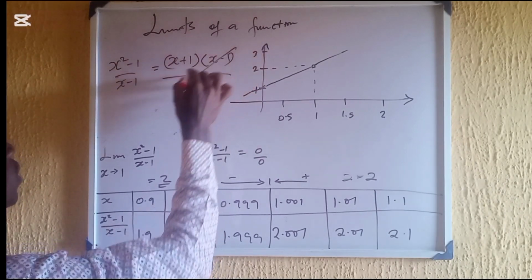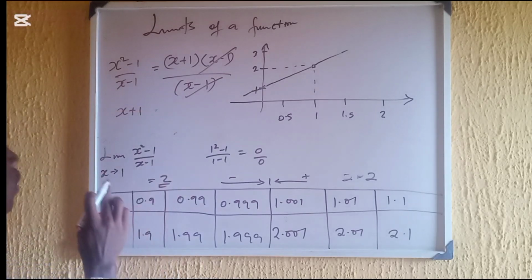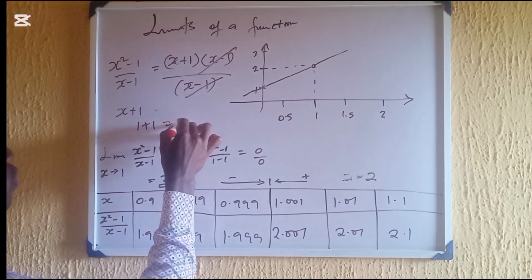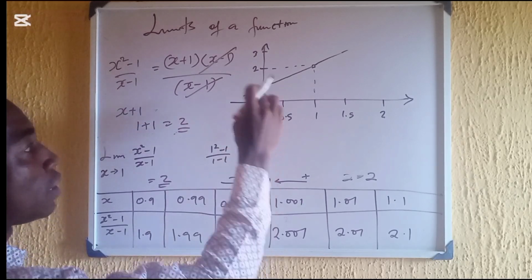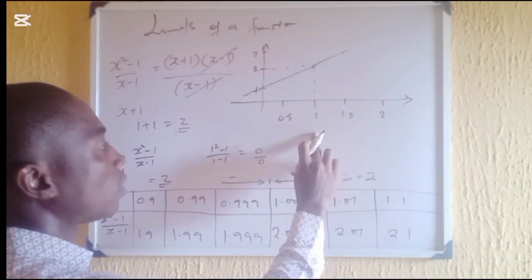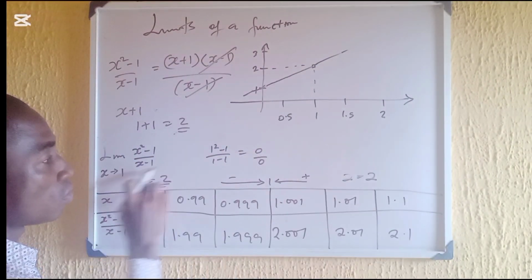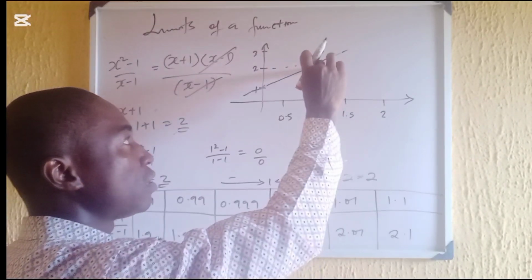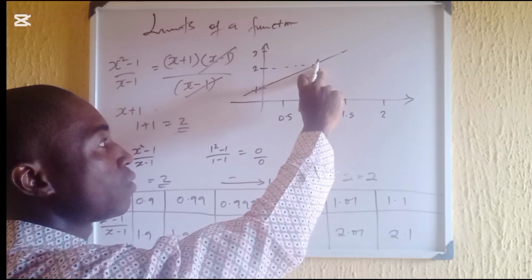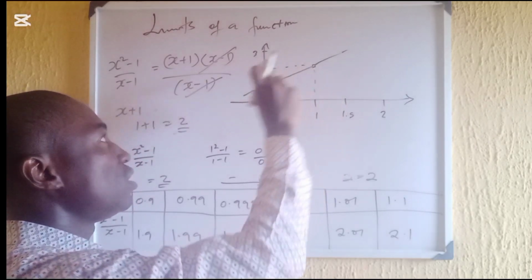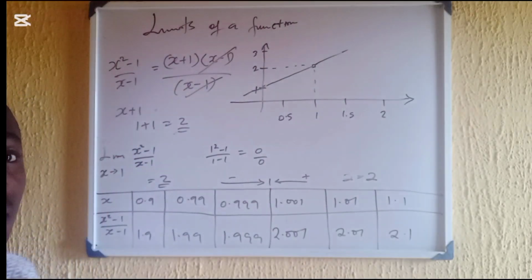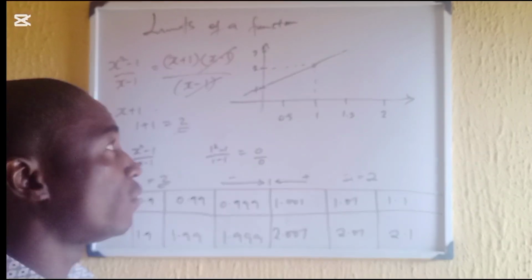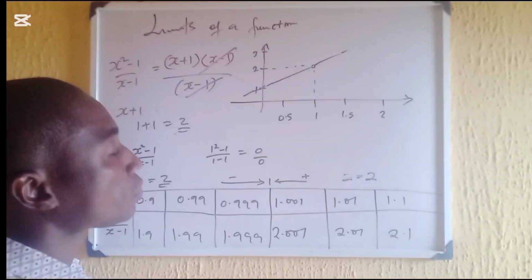So this will cancel this. We are left with x plus 1. Then at x equal to 1, we'll be having 1 plus 1 equal to 2. So you can see that the answer gave us 2 at 1. But using the original function, we are having 0 over 0. So what it means is that the function is undefined when x is equal to 1, but has a limit which is 2 when x is equal to 1. Let's touch other two examples before we go on.